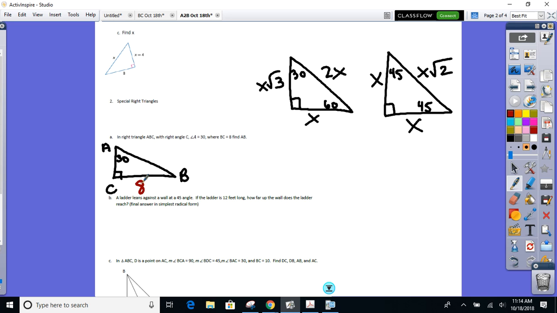8. And I'm looking for the side AB, which is across from the right angle. What's the relationship between the side across from 30 and the side across from the right angle? I got to double it, right? So what's AB going to be? 2 times 8, 16.